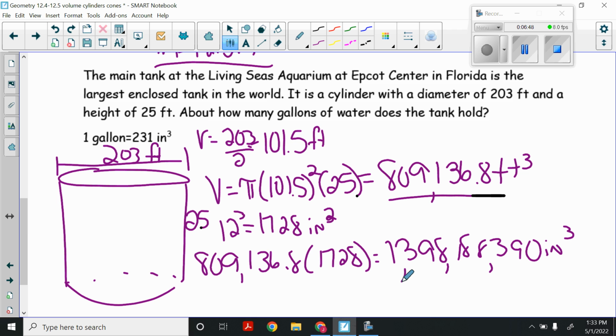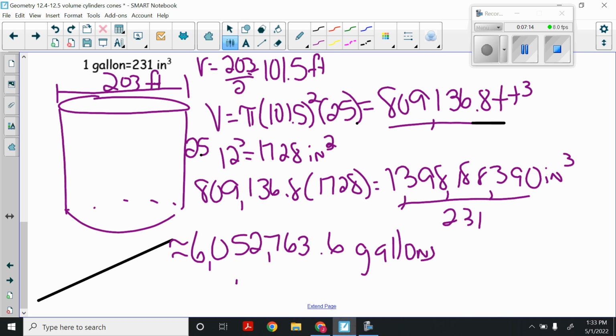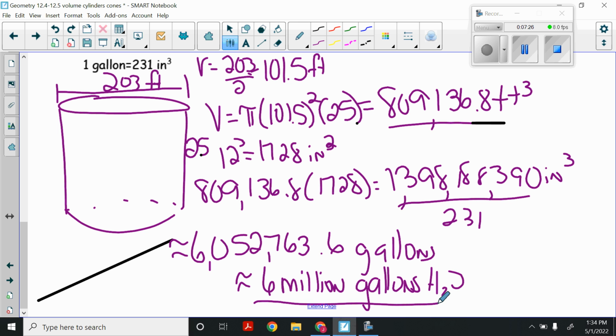Now it tells me that it wants to know how many gallons of water the tank holds. 1 gallon is equal to 231 cubic inches. This is how many cubic inches I have. So I'm going to divide that by 231, and I get approximately 6,052,763.6 gallons. So approximately 6 million gallons of water that this tank holds. That's a lot of water. Remember the other day when we found out the weight of that? Can you imagine the weight of this one?